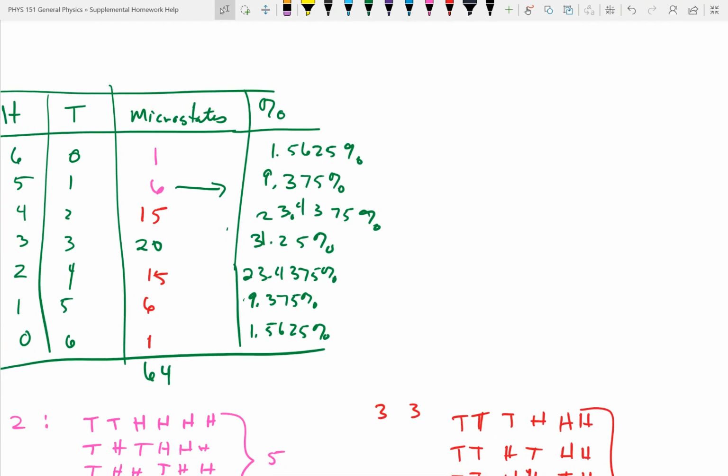And so that is, once again, what the second law is about. How much more likely are you to toss three heads, three tails than five and one? Well, roughly three and a half times. 31.25 divided by 9.3, or 20 divided by 6. Okay. 20 over 6 is equal to 10 over 3, which is 3.333. Look, he's way ahead of the game. Wow.